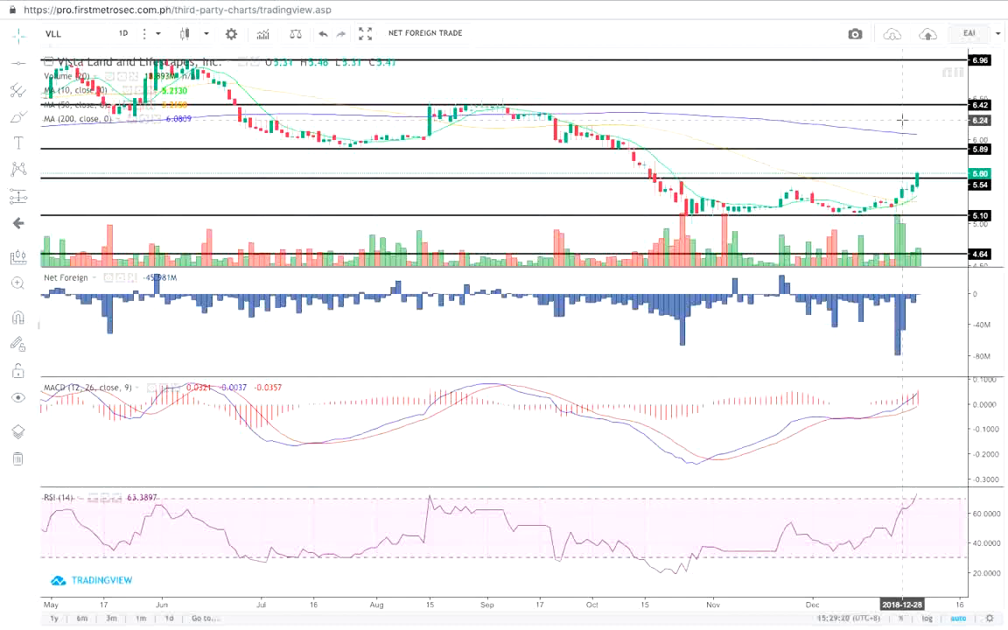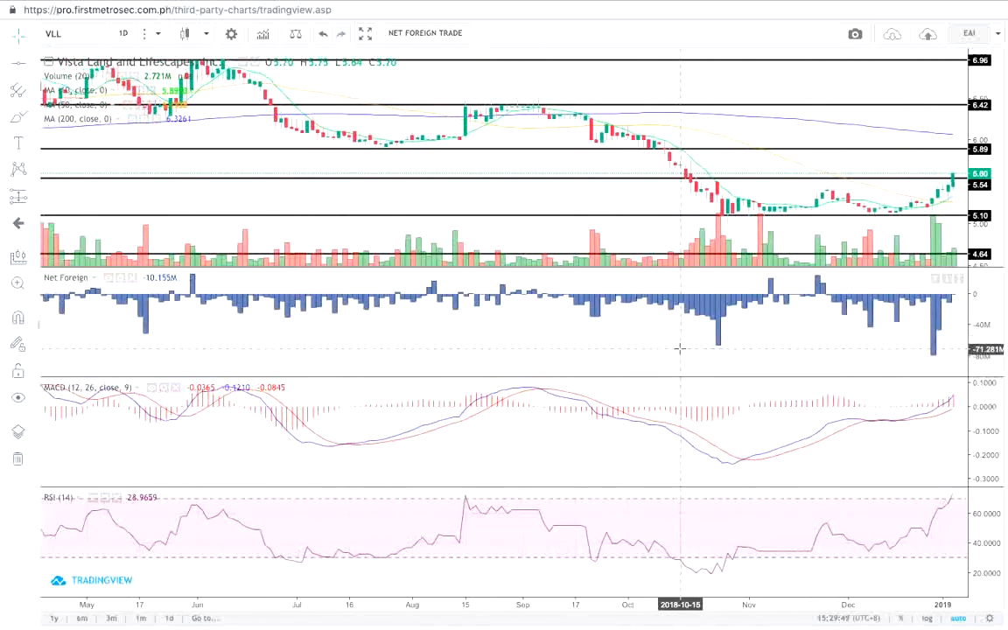But before it could break out above 6.42, it needs to break the immediate resistance level, which is now sitting at 5.89. Okay, so that's my interpretation of VLL's position, bullish or bearish, based on long-term and short-term time perspectives. Now let's take a look at its net foreign fund flow.